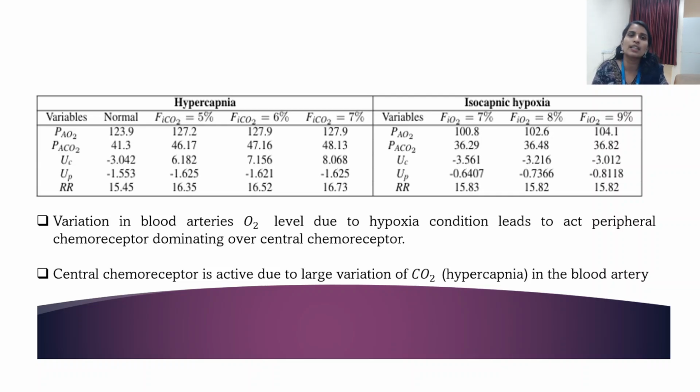level. Similarly, in the case of hypoxia, the oxygen level we are reducing to 9 to 7% instead of 21%. So clearly we can see the reduction in the oxygen level from the normal range. Instead of 123, it is reducing to 100. From here also we can see that the central receptor is not much important, but the peripheral receptor is actually acting in this case of oxygen reduction.